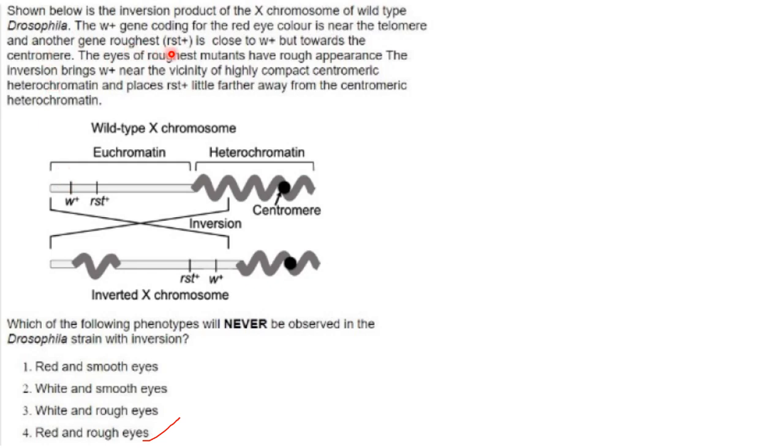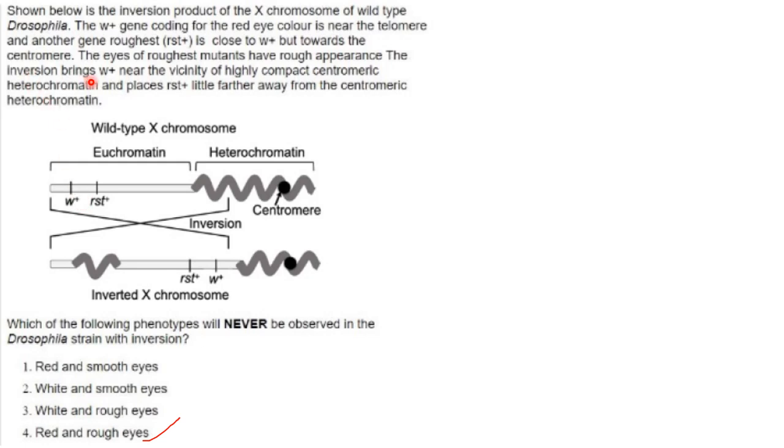And another gene, roughest, is close to W plus. So this is the roughest gene that is close to W plus, but towards the centromere. It is towards the centromere, but both are in the euchromatin region. So W is giving you red color and roughest is giving you smooth color. Why? Because the eyes of roughest mutants have rough appearance. So if roughest is mutated, it will have rough appearance, but here it is not mutated, so it is giving smooth appearance.